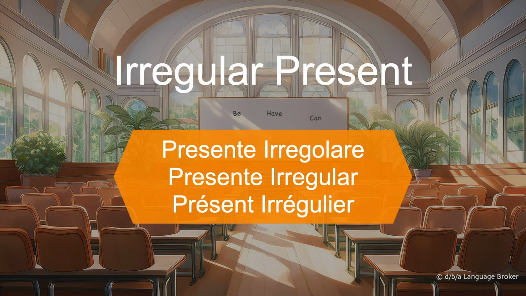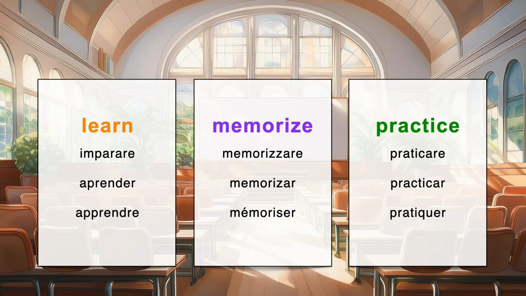Today, we discuss how to conjugate 4 irregular present tense verbs. Together, we will learn, memorize, and practice.